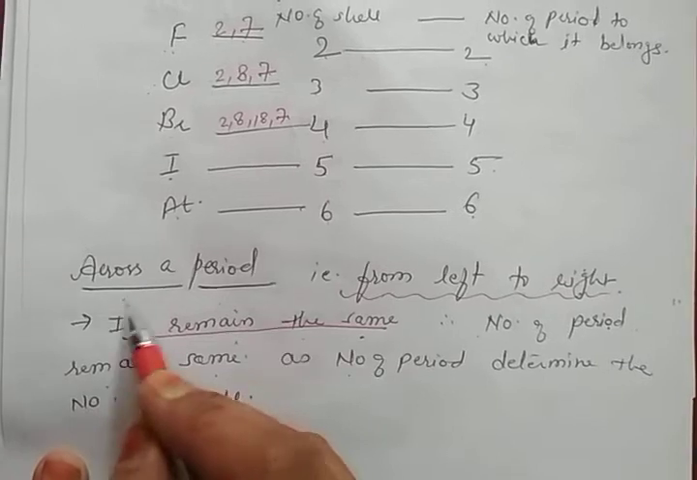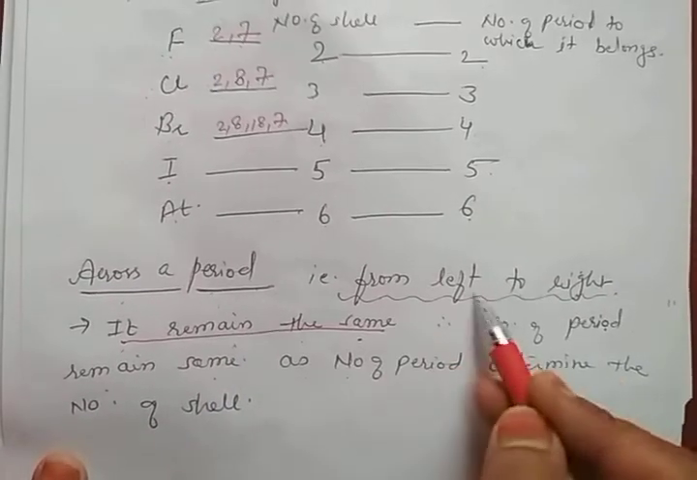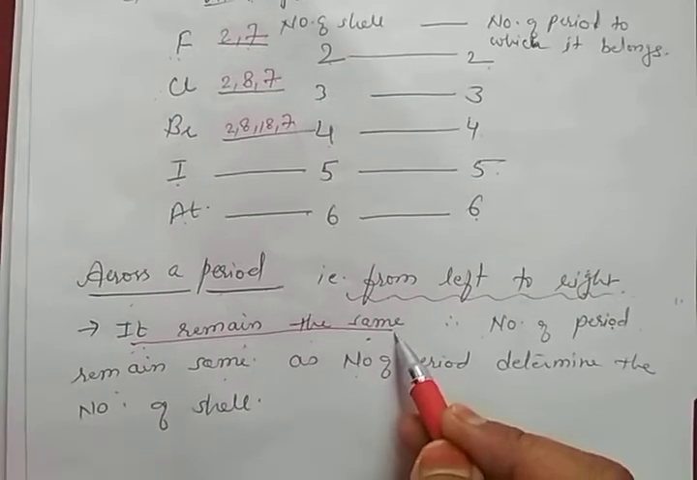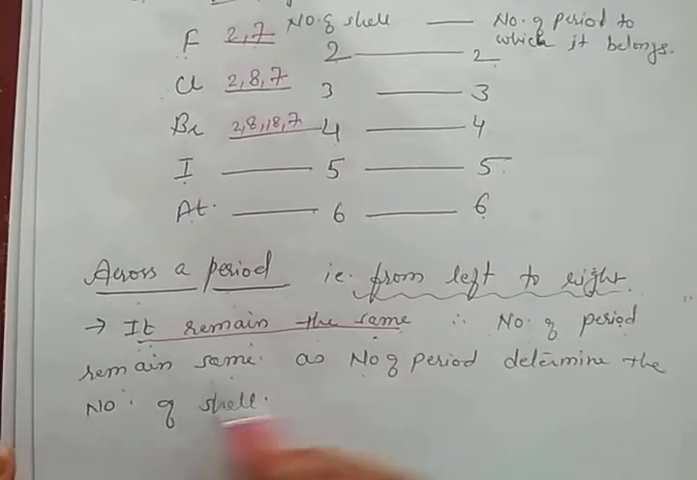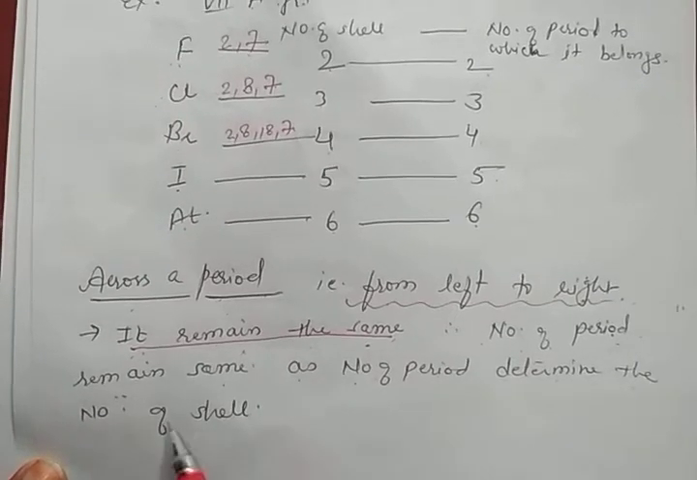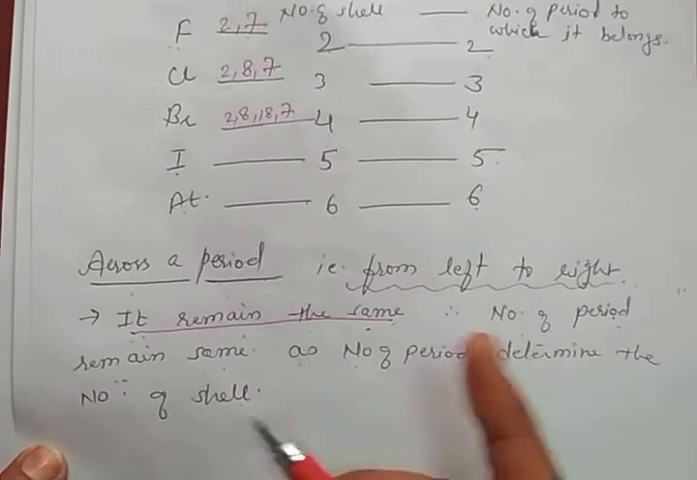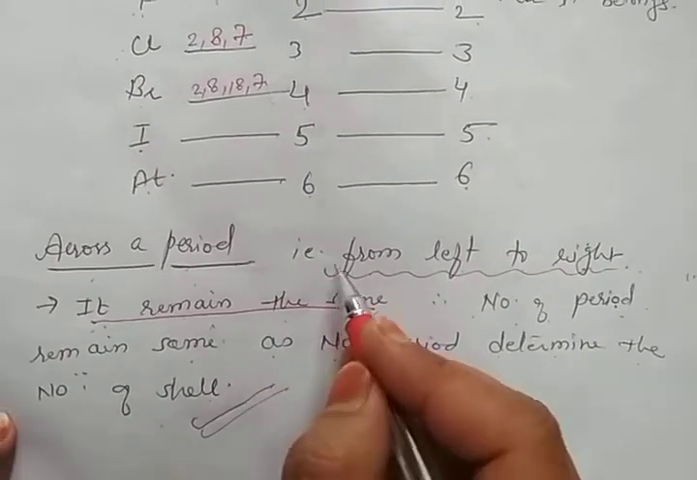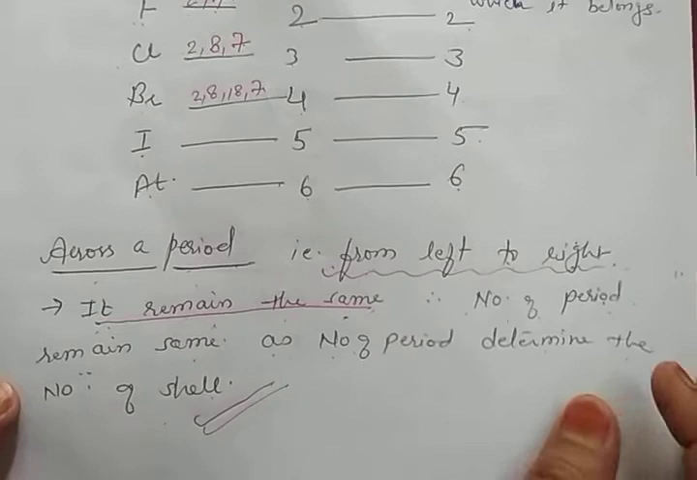I repeat, across the period, when one moves from left to right, the number of shells remains the same. Because the number of periods remains the same, as the number of periods determines the number of shells. Same period, that's why the number of shells also remains the same when one moves from left to right across a period in a periodic table.